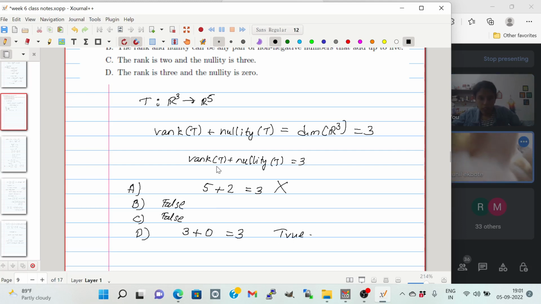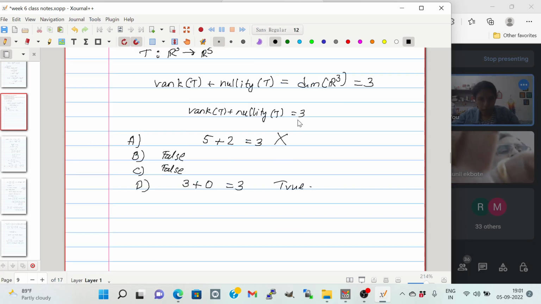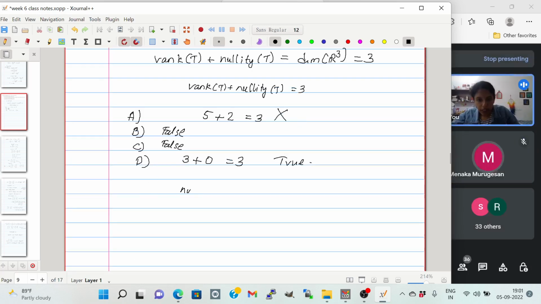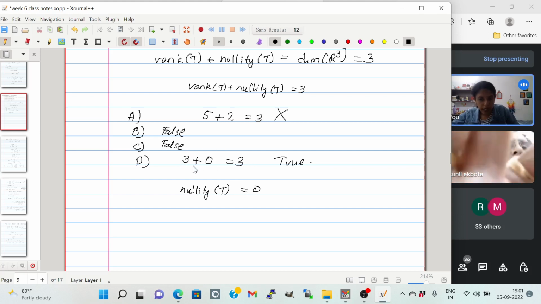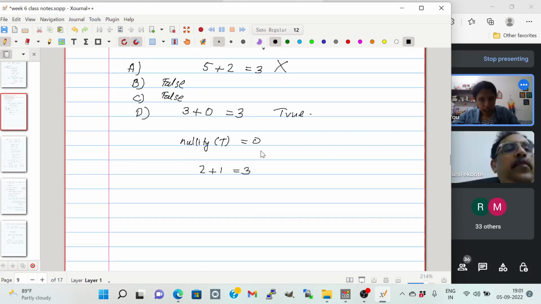And one more thing here. Actually, here T is a one-to-one map. So always the nullity of T should be 0. So this is the only possibility here. Actually, to get 3, I can write it as 2 plus 1 equal to 3 also. In that case, my rank should be 2 and nullity should be 1. But here, since it is given T is 1-1, we cannot take this case. This is not possible.